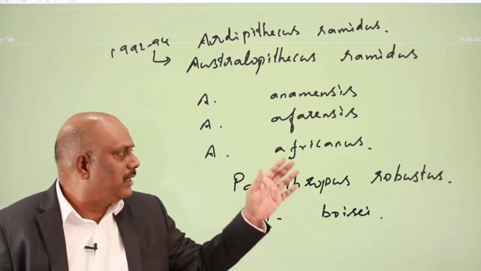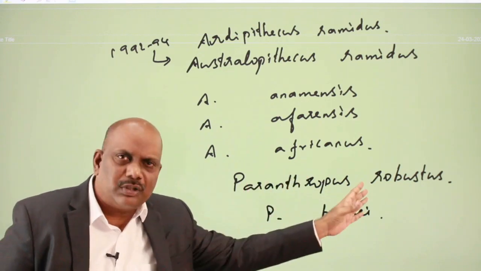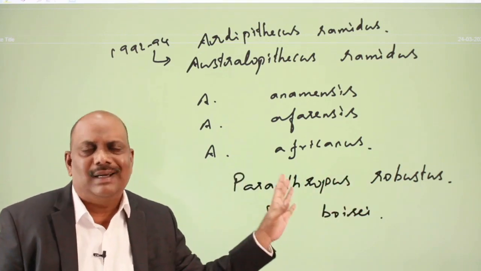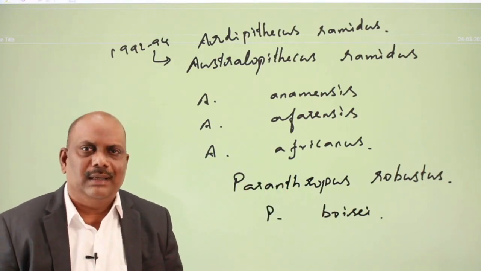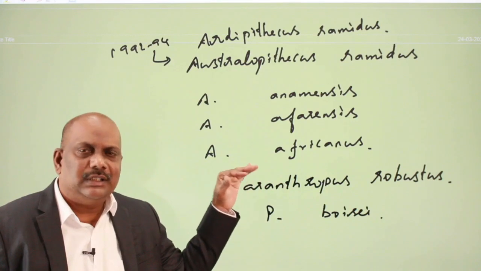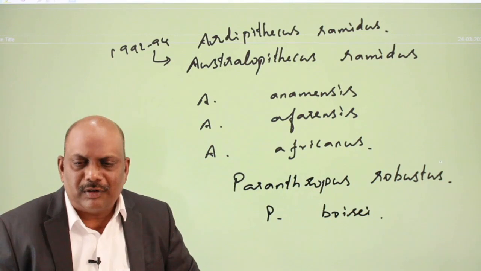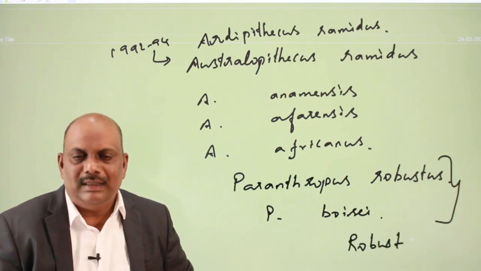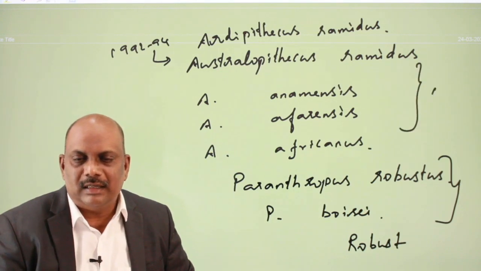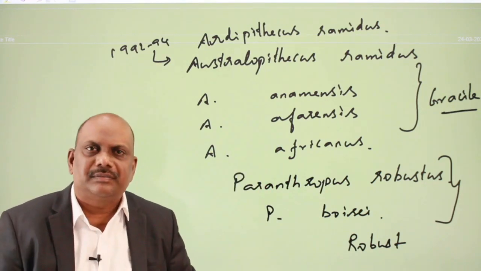and later, even Paranthropus was renamed as Australopithecus. Whether they mention Australopithecus robustus or Paranthropus robustus, both are synonyms and refer to the same genus. That means later even the Paranthropus genus was included in the Australopithecus genus itself. These two refer to the very important robust species, while these are the very important gracile form of Australopithecus. Okay, fine.